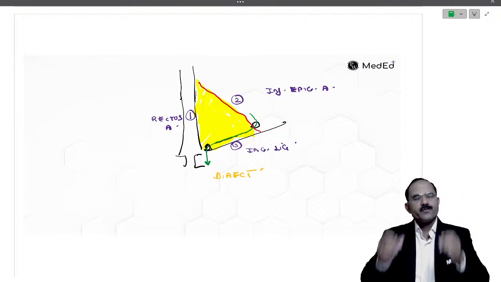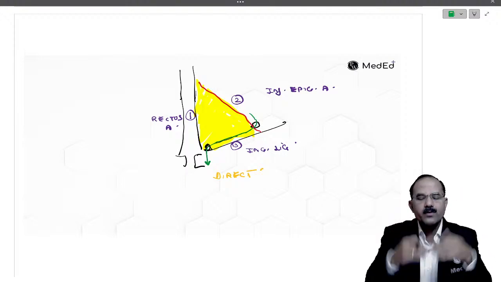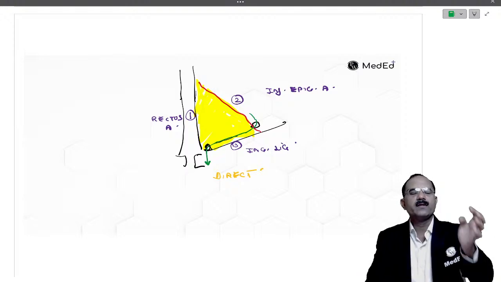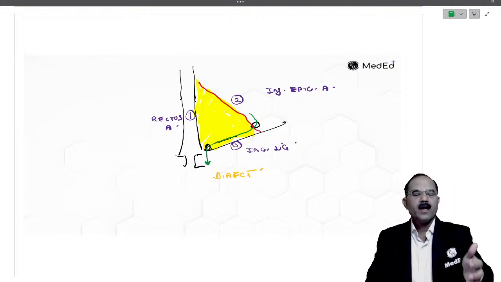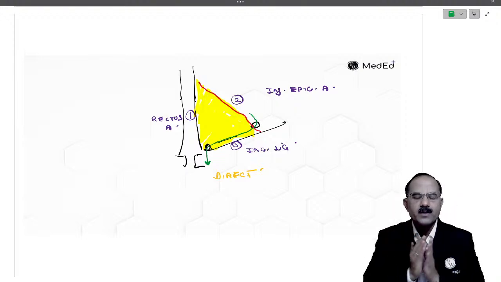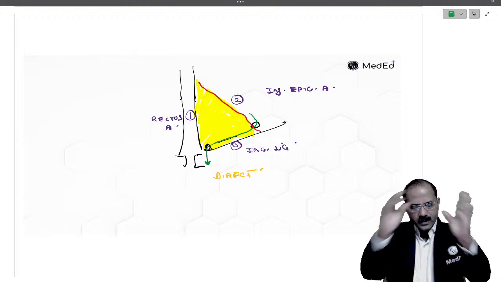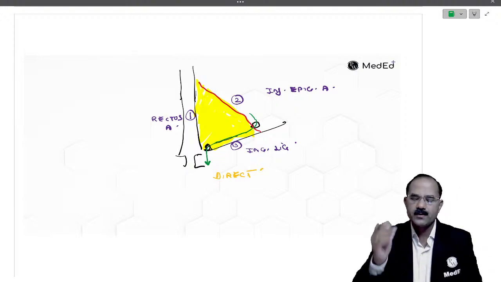If a hernia comes from the deep ring, enters the inguinal canal, and gets out through the superficial ring, what is that hernia? That's an indirect inguinal hernia. And if a hernia comes directly through the inguinal canal, through the Hesselbach's triangle, that's a direct inguinal hernia.